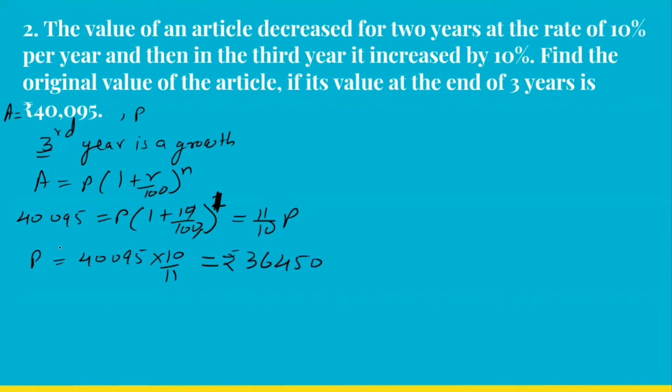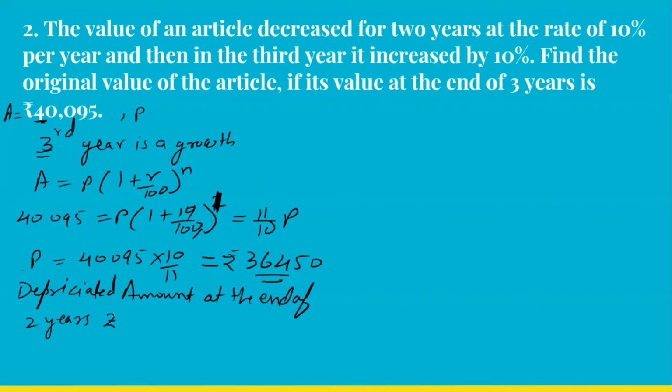This is the principal. That means at the beginning of the third year, this was the value. This is nothing but the depreciated amount. So the depreciated amount at the end of 2 years is nothing but this principal, which is rupees 36,450. Got it? So there was depreciation, a decrease, and the decrease was there for 2 years.